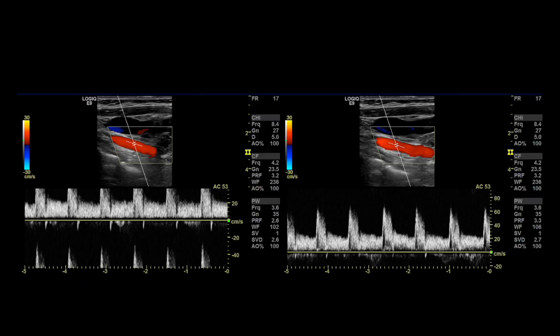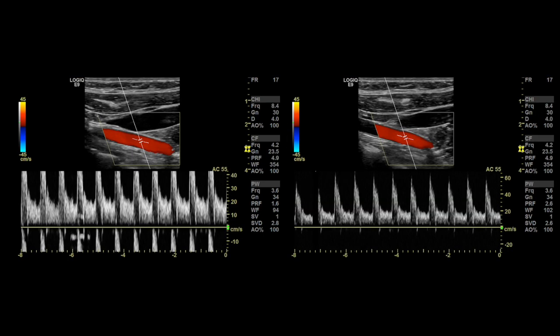So let's look at a few examples. Here's one where you can see there's aliasing going on. There's incorrect depiction of the direction of flow here. You can see the baseline is quite high, so all I did here was drop the baseline, and it brings everything to the appropriate direction of flow.